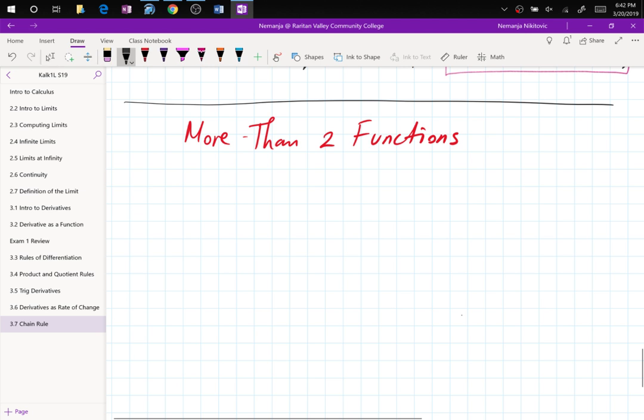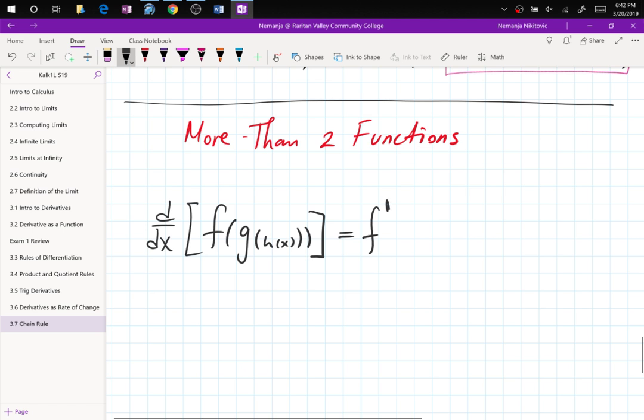Now what I'm going to do is put the derivative of f of g of h of x. So I have a triple case. Now this is going to be the derivative of f with g of h of x still plugged in, times the derivative of g with h still plugged in, and finally times the derivative of h.